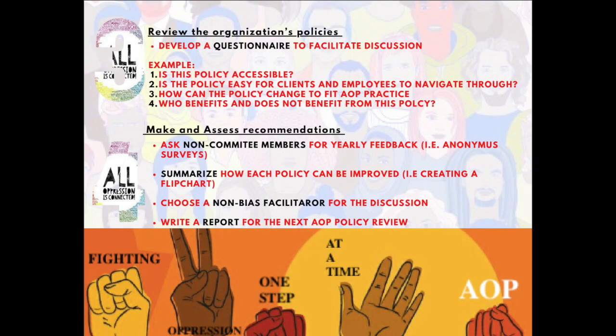Develop a questionnaire to facilitate deep discussion. Example, is this policy accessible? Make and assess recommendations. Ask non-committee members, perhaps, for yearly feedback, anonymous surveys. Summarize how each policy can be improved, i.e. creating a flip chart. Choose a non-biased facilitator for the discussion that's already in the task force. Write a report for the next AOP policy review.